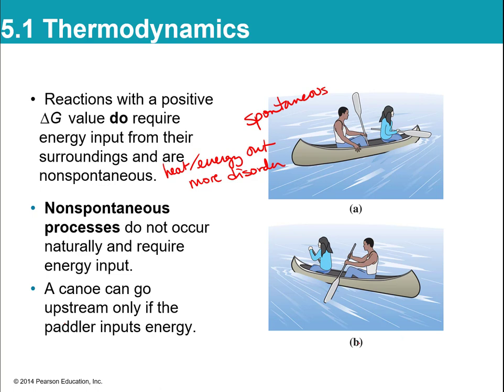Here, these people are trying to paddle upstream, okay? Like herding cats. Trying to paddle upstream, lots of energy, but you're not moving very quickly. This is when you have to put a lot of energy in. So energy is a reactant, and you're trying to create more order. It's never spontaneous. These are just other examples of ways to kind of think about them.